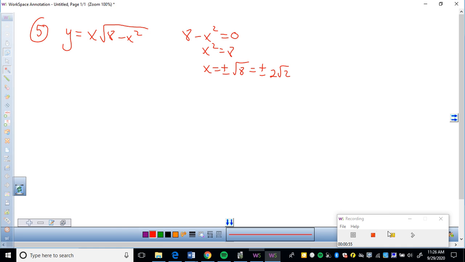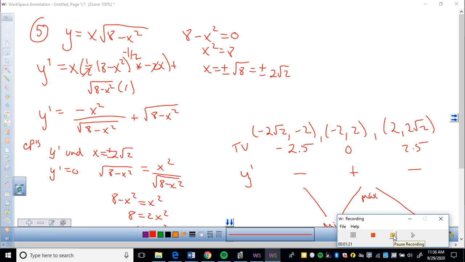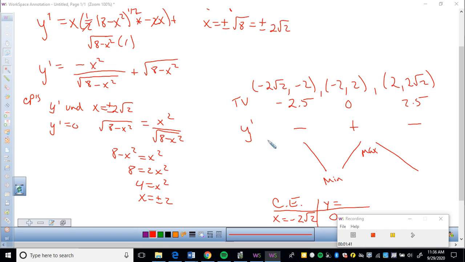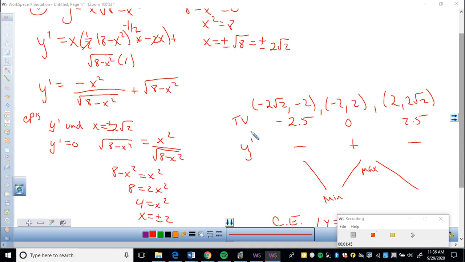I'm going to pause while I get that written up. Okay, so we have our endpoints at plus or minus 2 root 2 based on the original function. Our derivative is undefined at plus or minus 2 root 2, but those happen to be our endpoints. And then I set my derivative equal to 0 and solved and got plus or minus 2. So when I set up my first derivative test, it will go from negative 2 root 2 to negative 2, negative 2 to 2, and 2 to 2 root 2. Oh, that's a lot of 2's.